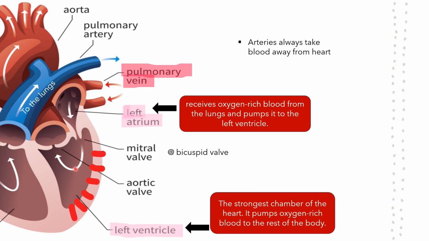Okay, so it will pump through the aortic valve and to the aorta. The aorta is the main artery of the body. It will receive all the blood that the heart has pumped out and distribute it to the rest of the body. Also take note that all the arteries always take blood away from the heart, while veins will always take the blood back to the heart. For example, the superior vena cava and also the inferior vena cava at the right side of the heart.